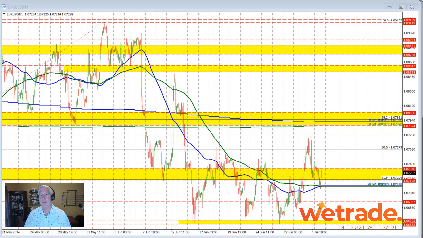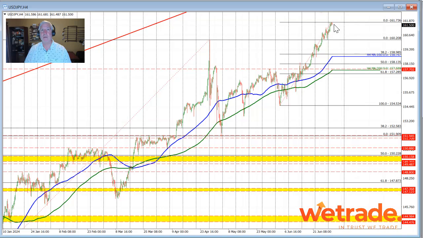Let's take a look at the dollar versus yen. We've moved to the highest level since 1986 in trading yesterday, and this is the 4-hour chart. And the high price today also stalled against that level in fairly modest and limited trading today. The new high price for the dollar versus yen, going back to 1986, is 161.736. The current price trades at 161.493.